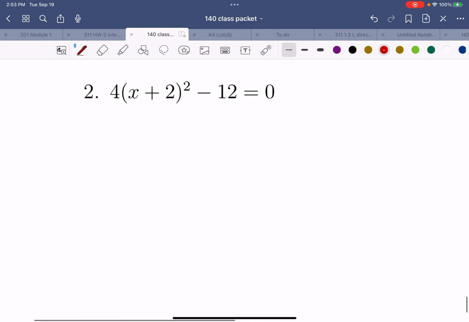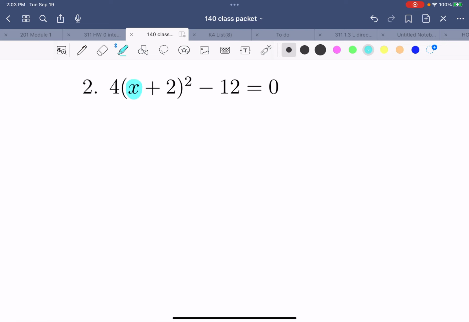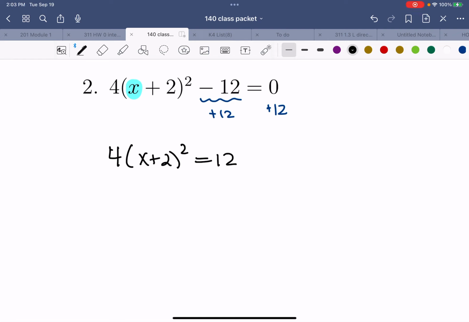Now this one only has one single x, right? And so that tells me that I can use my square roots here. So I can just kind of solve for x and use square roots where I need to. Now I've got to remember that if I take a square root, I've got to use plus or minus. Okay, so the first thing I want to get rid of is this minus 12. So let's add 12 to both sides. So that's going to give us 4 times x plus 2 squared equals 12. Then let's divide both sides by 4. And that will give me x plus 2 squared equals 3.